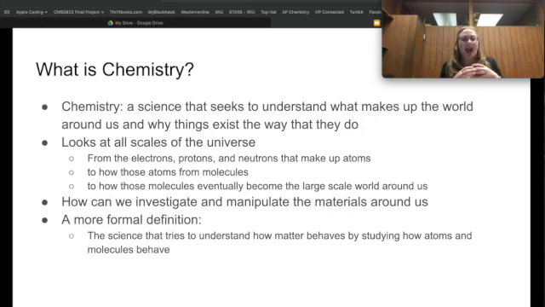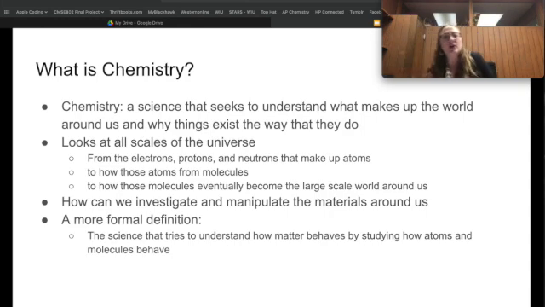So this is going to look at all scales of the universe. The electrons, protons, and neutrons, we'll talk about them. Those are the things that actually make up atoms. And then atoms hooked together, we consider those to be the basic building blocks of the universe. Atoms hooked together make molecules. And then molecules interact with each other to become that larger scale world we see around us. So we'll go all the way deep diving to what makes up an atom, all the way back out to how we experience them in our everyday lives.